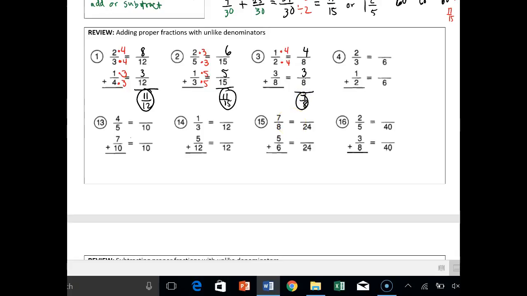Okay, and let's do another one. 3 times 2 gives you 6. 2 times 3 gives you 6. So 2 times 2 is 4. 1 times 3 is 3. And then you get 4 plus 3 is 7 over 6. You could say or 1 and 1/6, right?